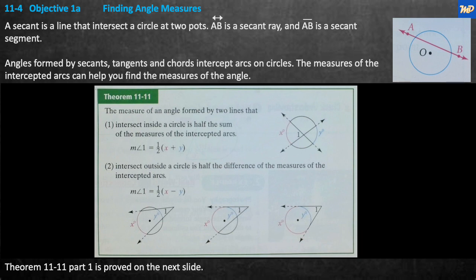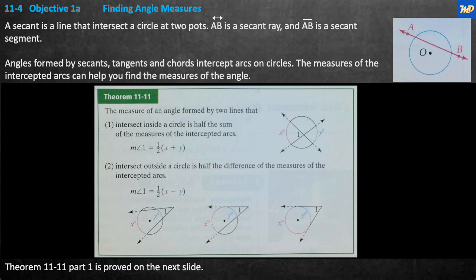Angles formed by secants, tangents, and chords intercept arcs on circles. The measure of the intercepted arcs can help you find the measure of the angle. Looking down here at Theorem 11-11, it says the measure of an angle formed by two lines that, in case 1, intersect inside the circle is half the sum of the measure of the intercepted arcs.